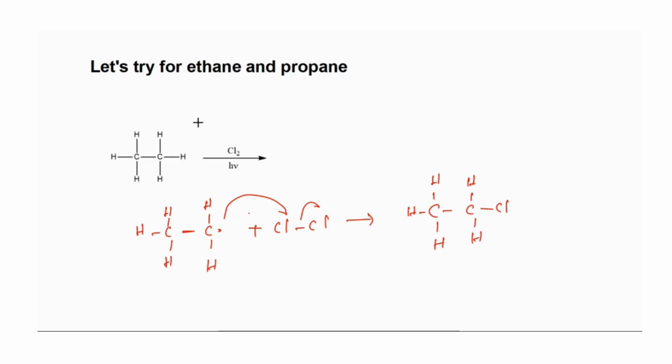So this chlorine radical, once it is formed, may pick any of these hydrogen atoms from any of these carbons. In either case, suppose this is the first carbon or the second carbon, it will form the radical here or here, both will be the same. That's why I put it in only one. So finally we get this compound. Let's see what about the propane.